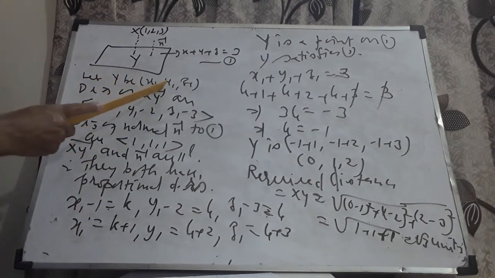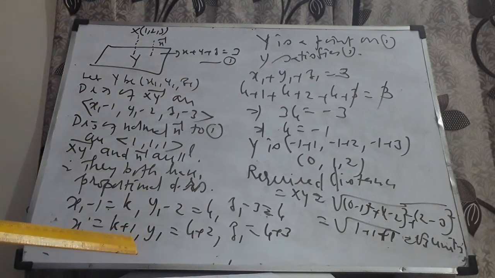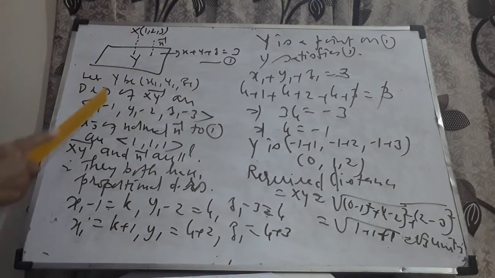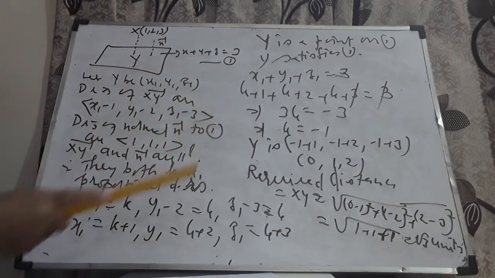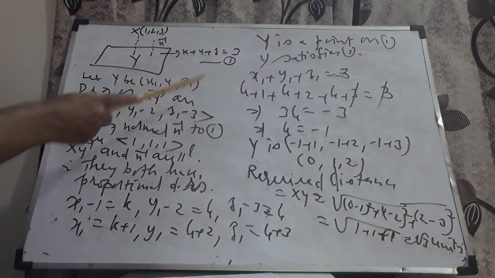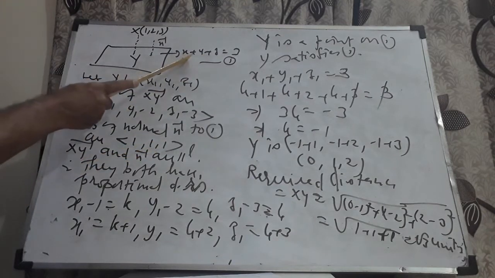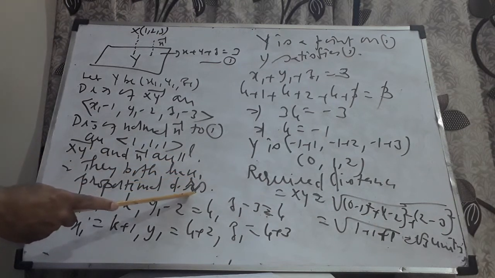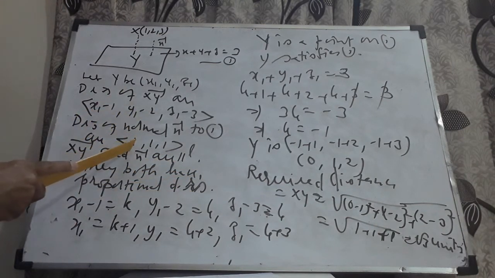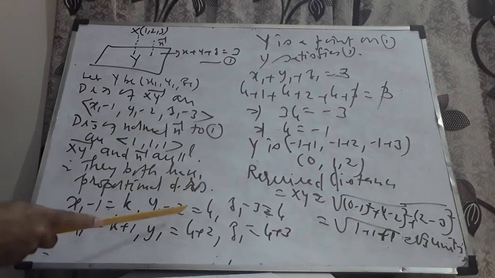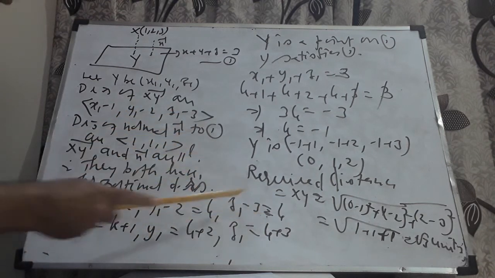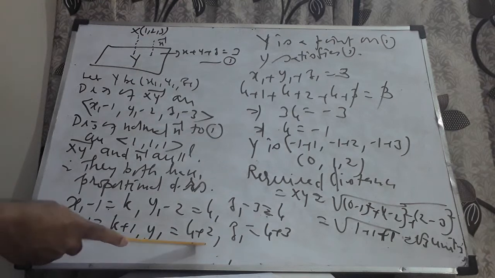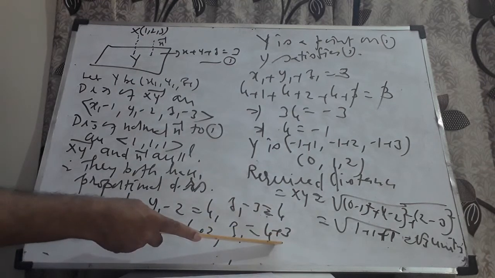I assume Y to be (x1, y1, z1). DRs of XY vector, or line XY, either way you can write, are x1 minus 1, y1 minus 2, z1 minus 3. DRs of the normal n vector to the plane, or the coefficients of x, y, z, are 1, 1, 1. XY vector and n vector are parallel, therefore they both have proportional DRs. Therefore x1 minus 1 should be equal to k, y1 minus 2 should be equal to k, z1 minus 3 is equal to k. Therefore x1 becomes k plus 1, y1 becomes k plus 2, z1 becomes k plus 3.